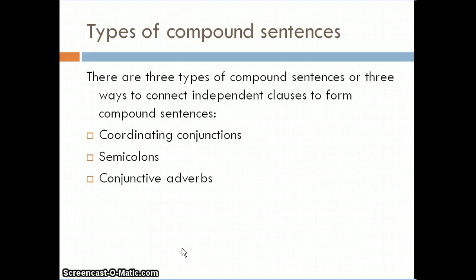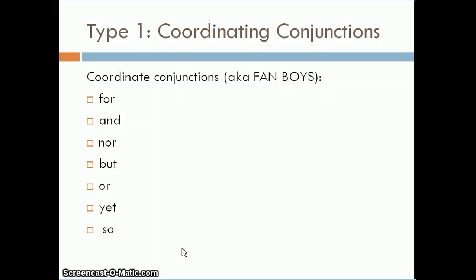We have three different types of compound sentences. We can connect independent clauses using coordinating conjunctions, or we can use semicolons or conjunctive adverbs to connect the independent clauses to form a compound sentence. And we're going to look at each of these three types.